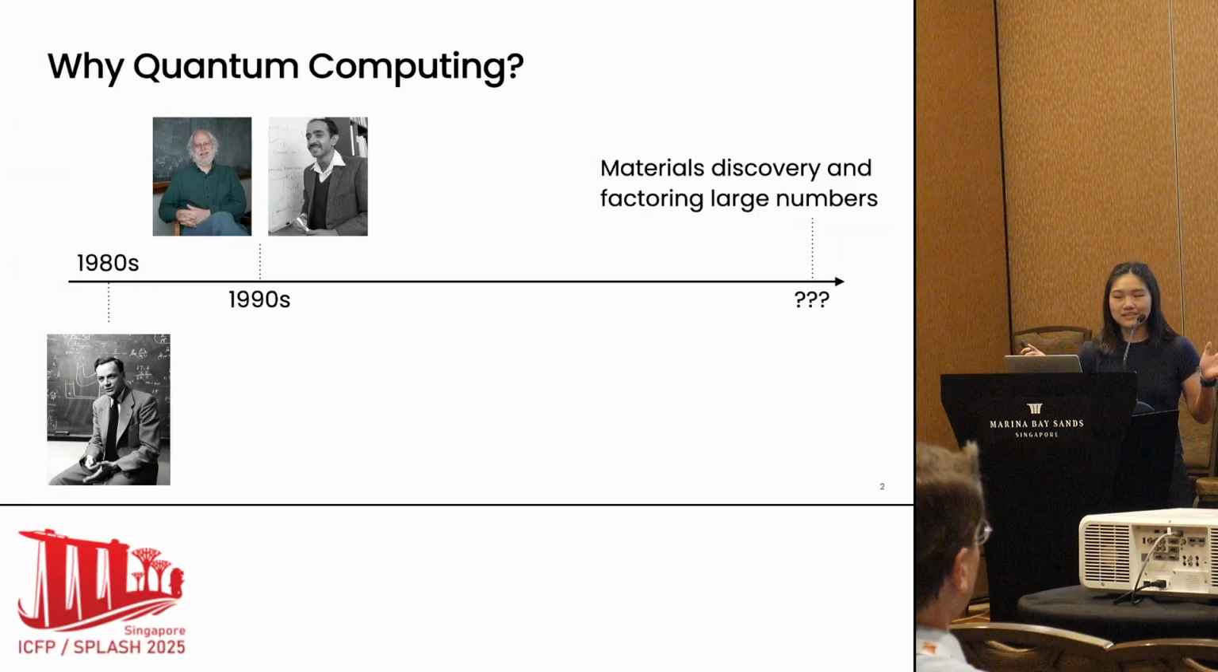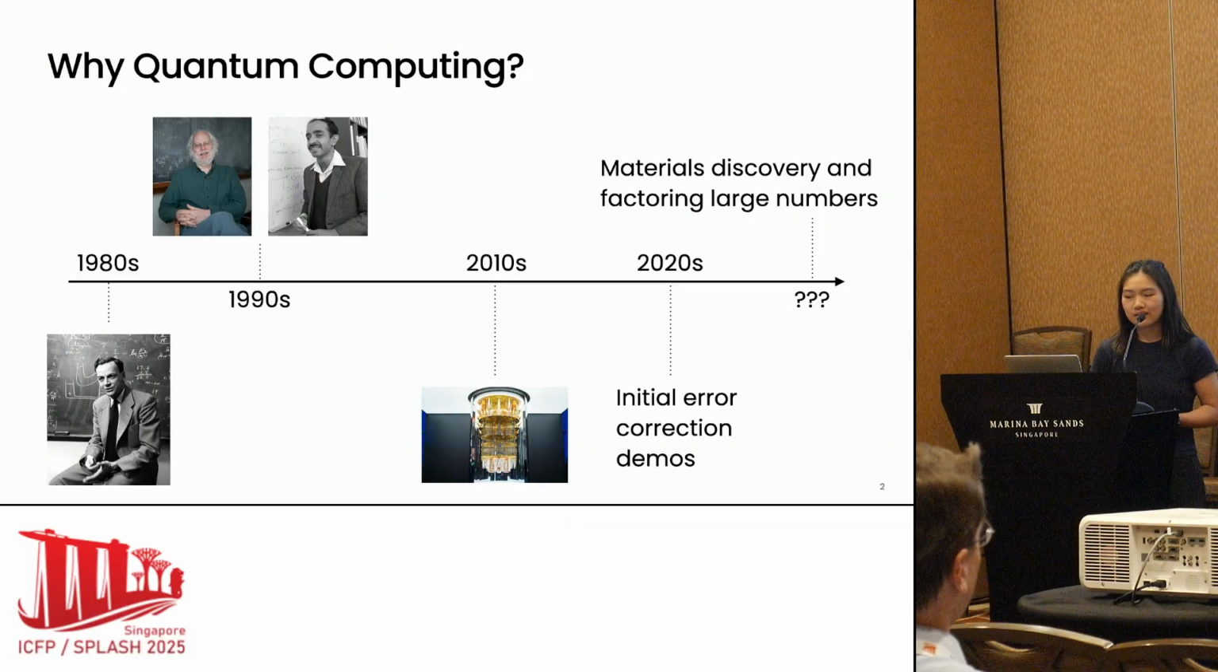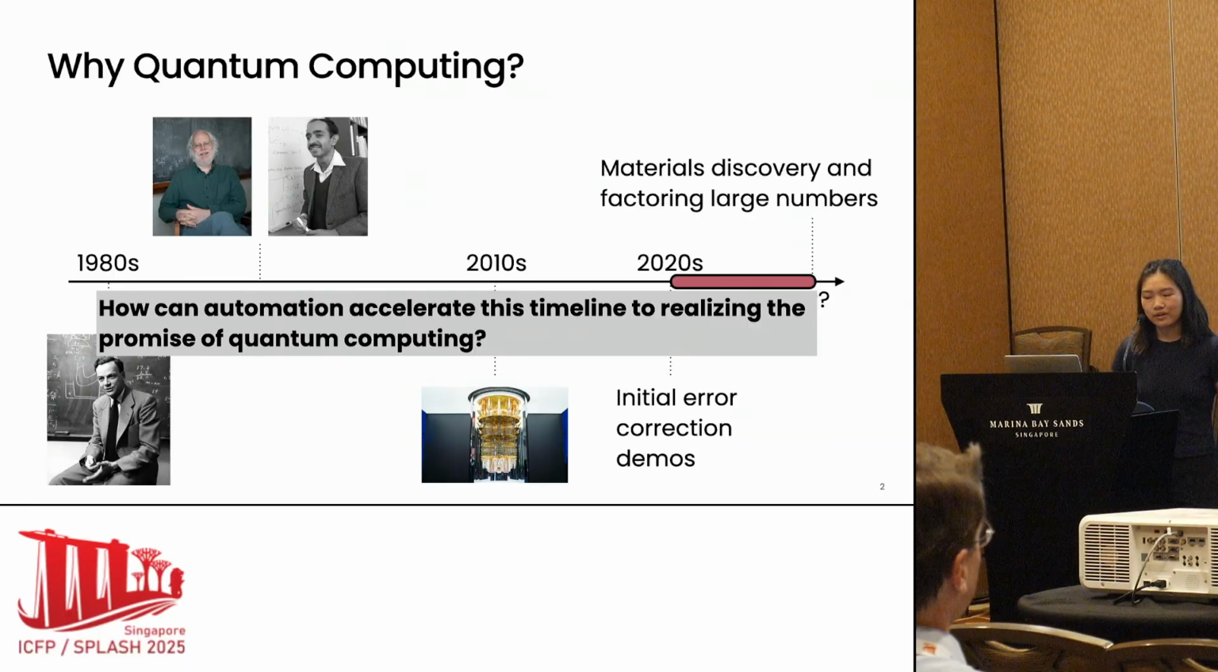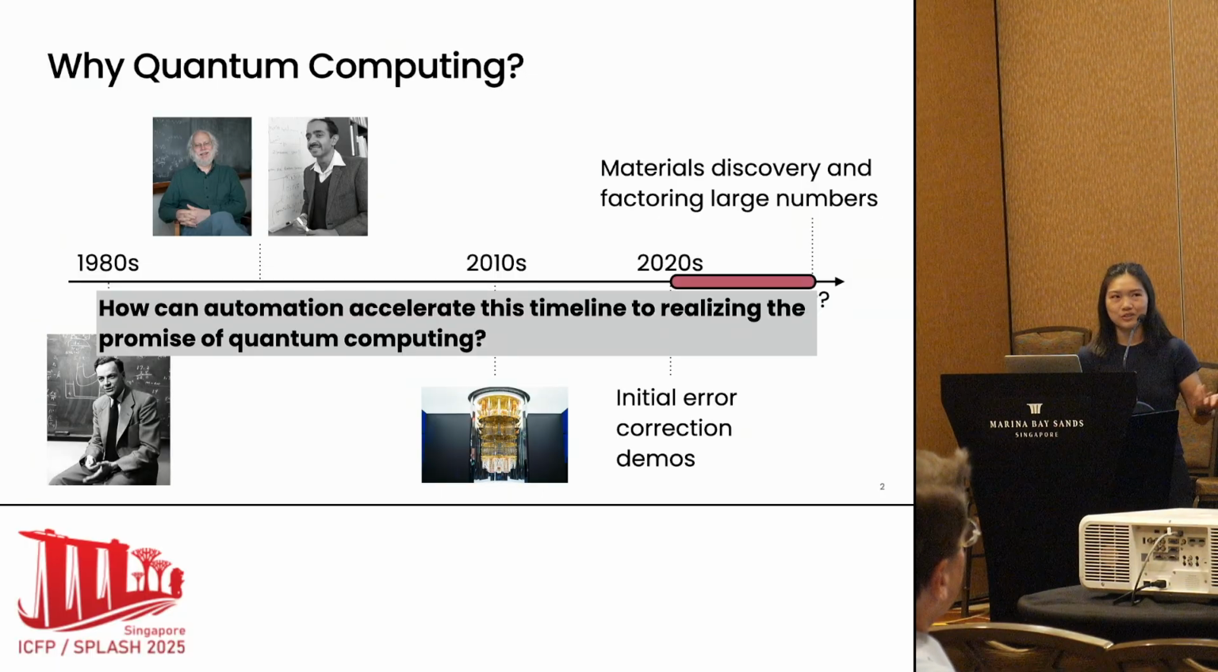But nevertheless, we've been making steady progress. In the 2010s, we started to have hardware that is publicly available. And in the 2020s, we've had some error correction demonstrations to resolve some of the issues of this very noisy hardware. And so a broad question that my work aims to answer is how can automation accelerate this timeline between where we are now and to some point in the future where we can actually realize these algorithms.